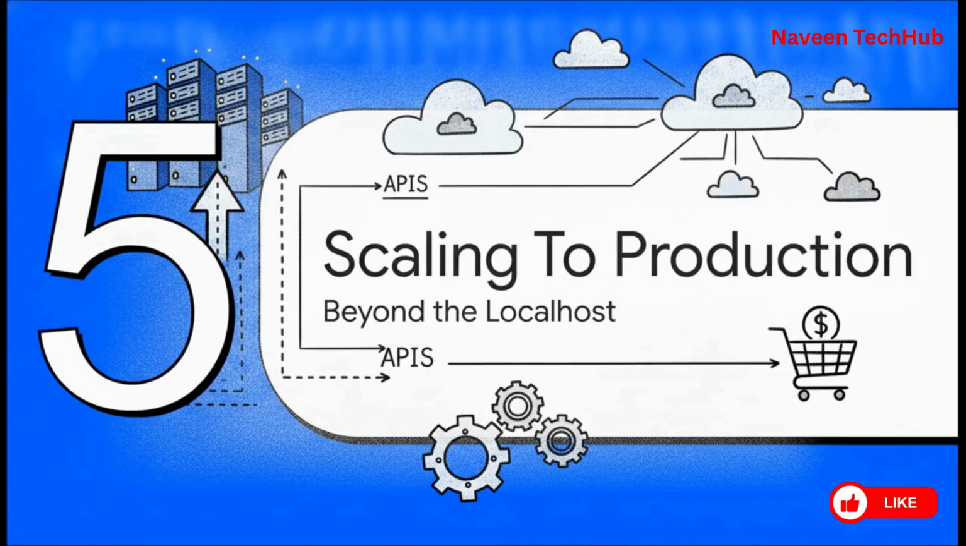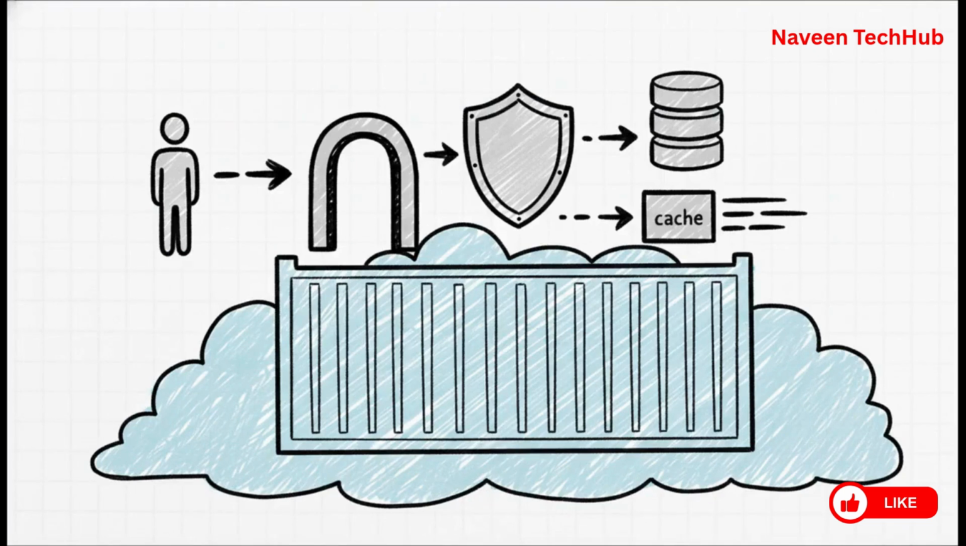So, Section 5. How do we take all of this beyond localhost and scale to production? Everything we've built so far is running locally on your machine. But how does this API evolve into a real enterprise service? In a real production environment, your FastAPI application doesn't just sit there in isolation. It acts as the core of a much larger architecture. Client requests come in, they hit your FastAPI gateway.